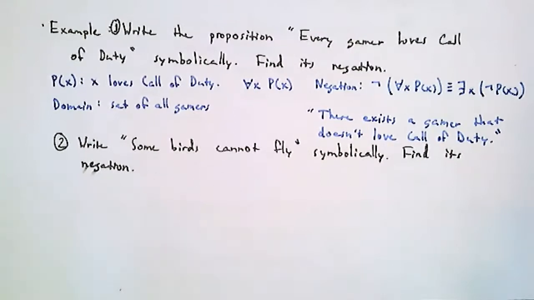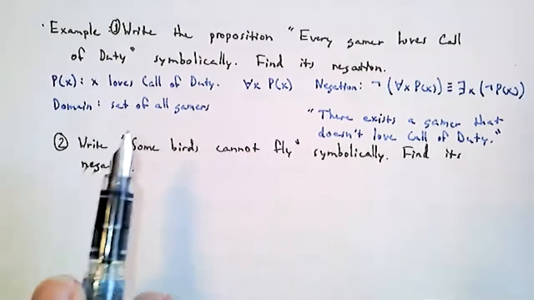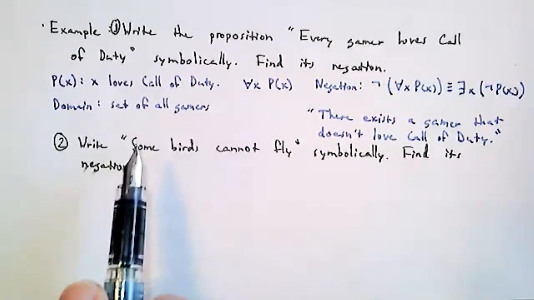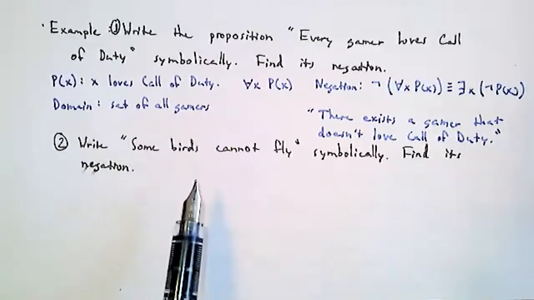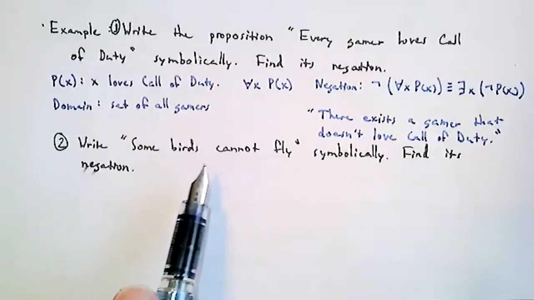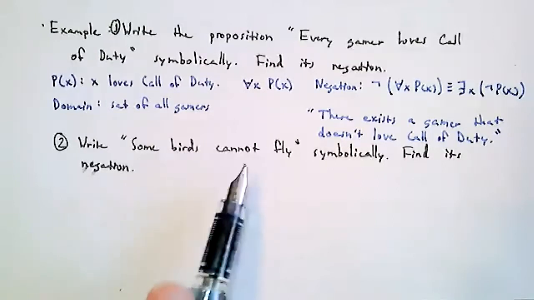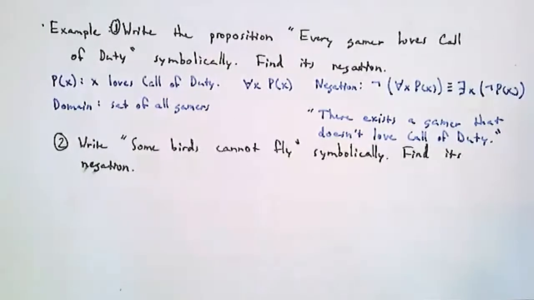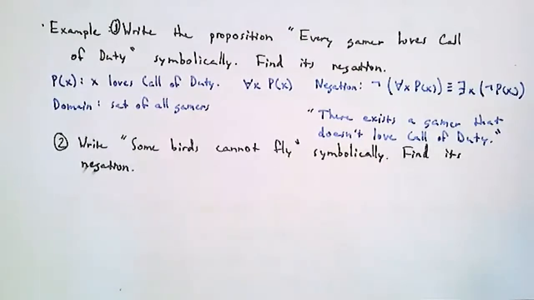Okay, so let's try this next example then. We want to do the same thing, rewrite this proposition symbolically, and then find its negation using symbols and words. So this one, the proposition says some birds cannot fly, and that's definitely true. Penguins, emus, ostriches, for example. But how would we write this symbolically?